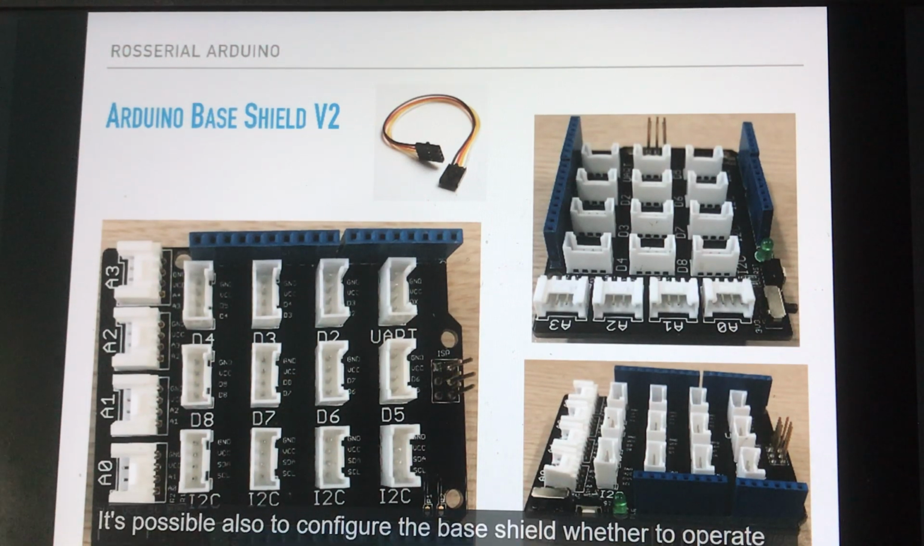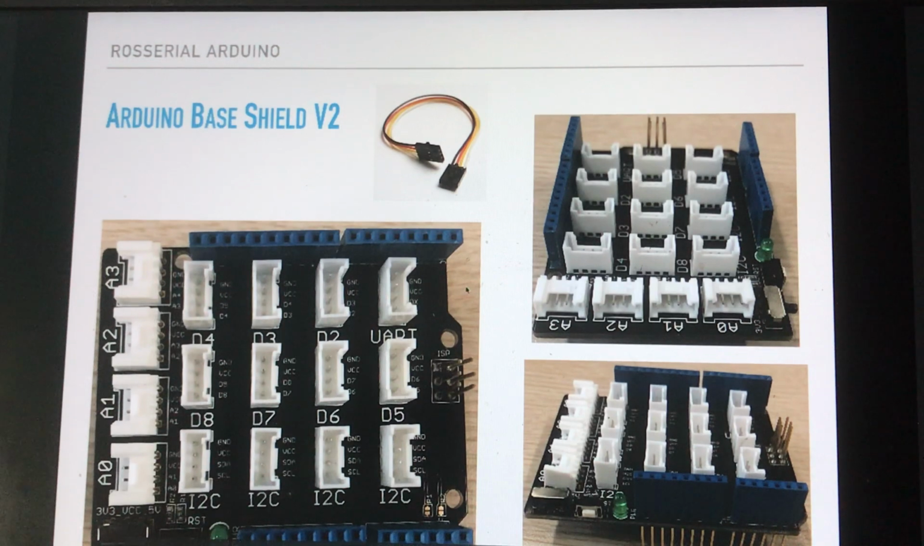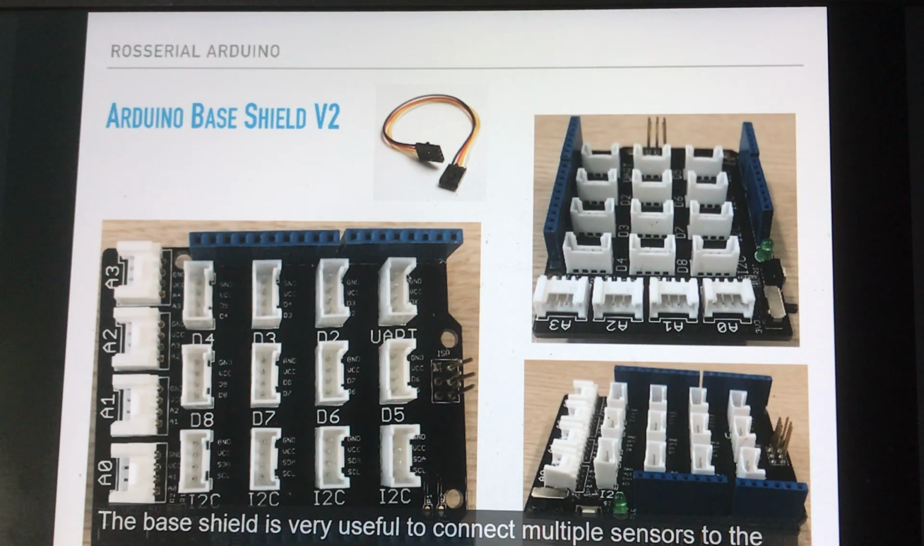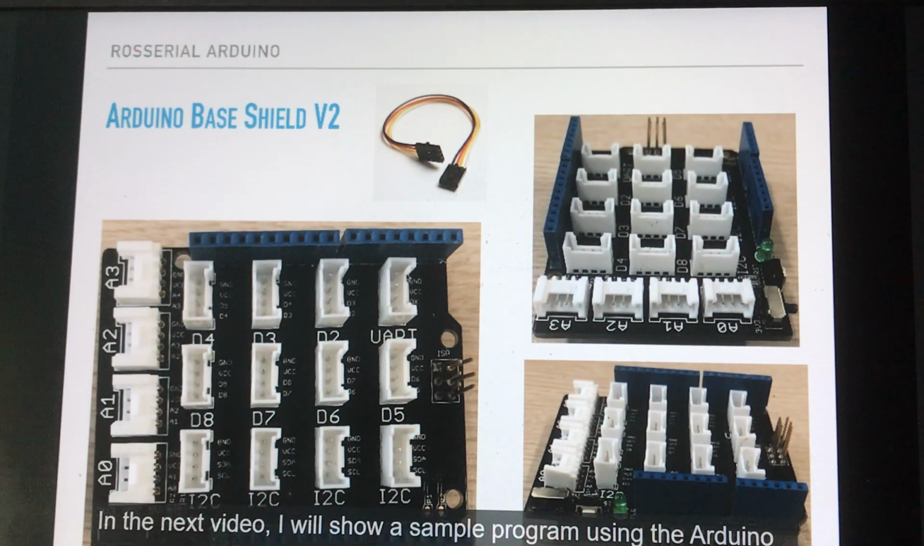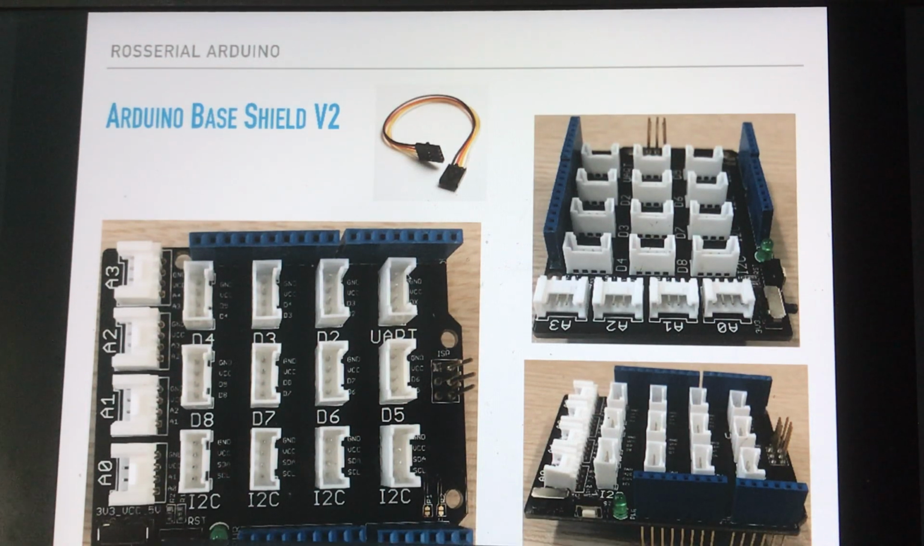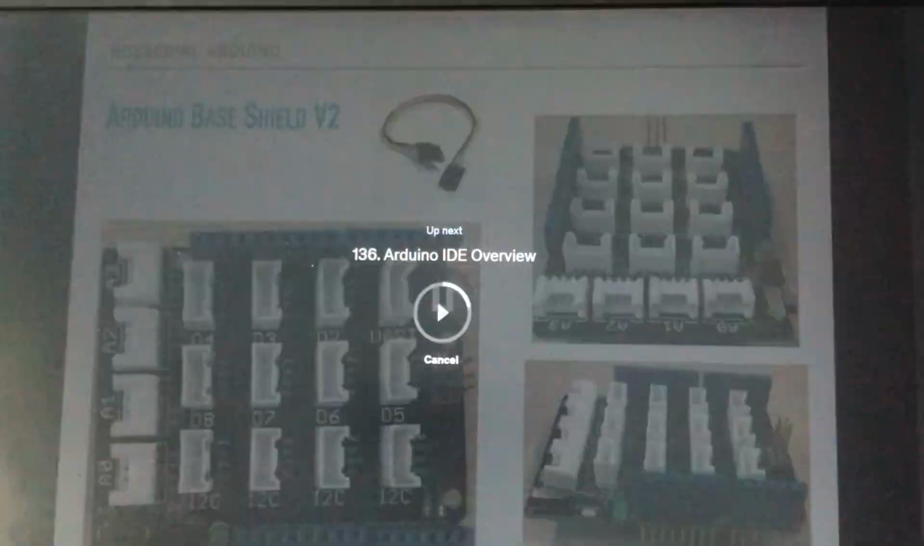It's also possible to configure the base shield to operate at 5 volt or 3 volt using this switch. This is the reset button here, and it also has a UART interface. The base shield is very useful to connect multiple sensors to the Arduino board. In the next video, I will show a sample program using the Arduino IDE and demonstrate how simple it is to develop a program that interfaces with a sensor.